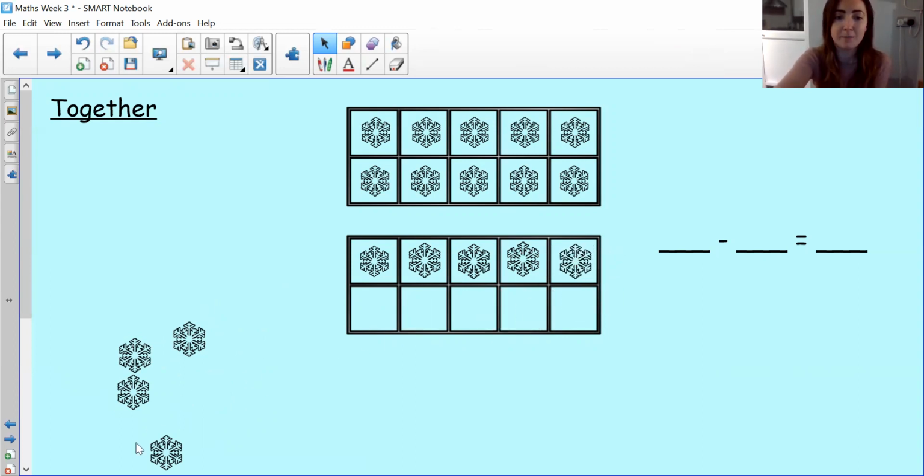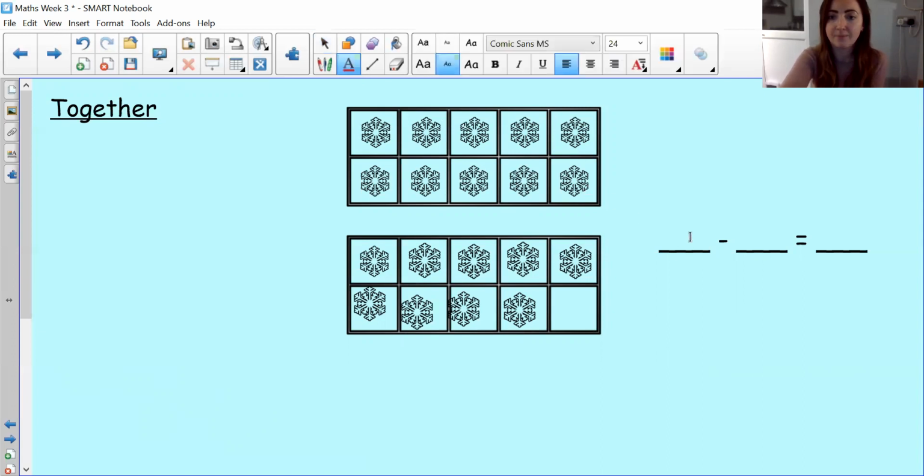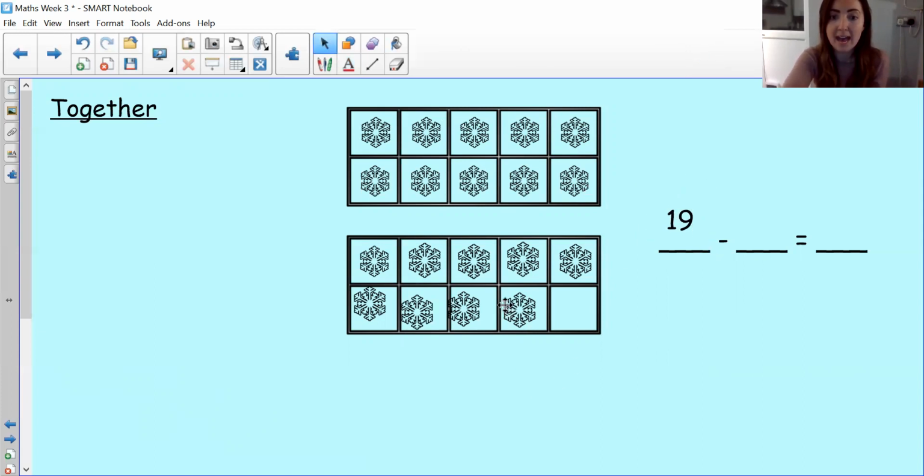So I'm just going to move these back to where they were in the beginning so we can go through it together. Okay, so we started with 19 snowflakes first. So I'm going to write 19. That's the whole number of snowflakes. Then I took away 5.